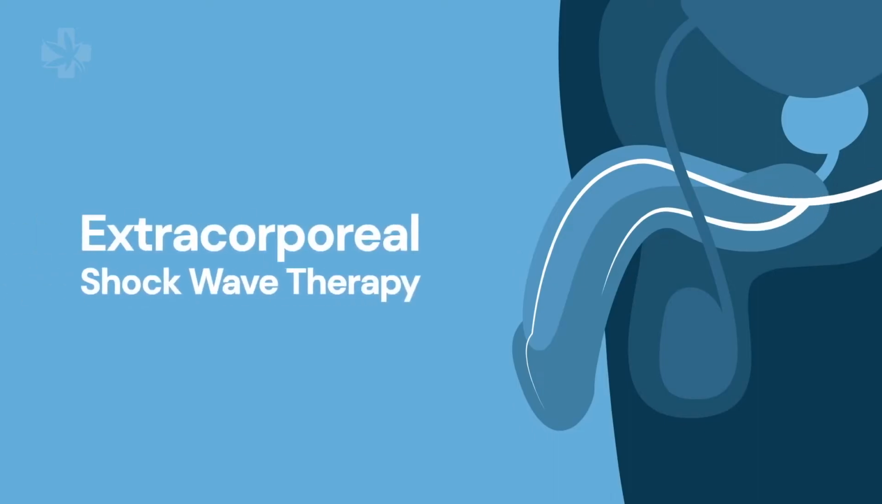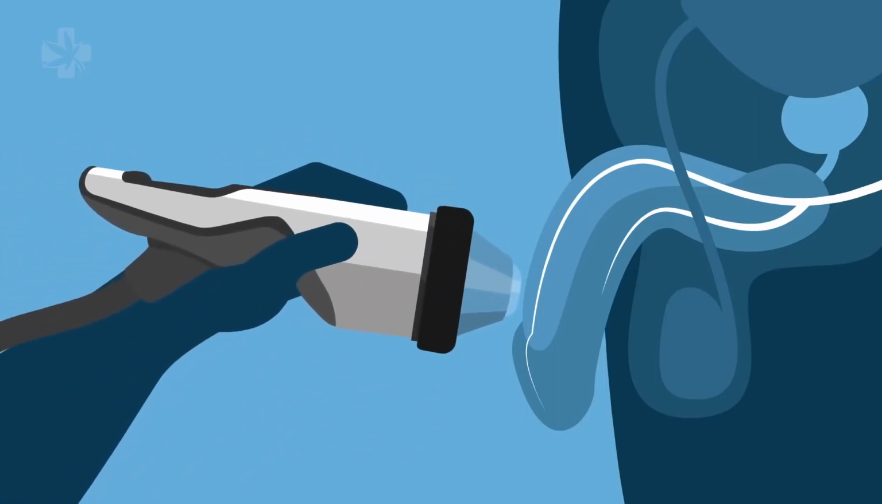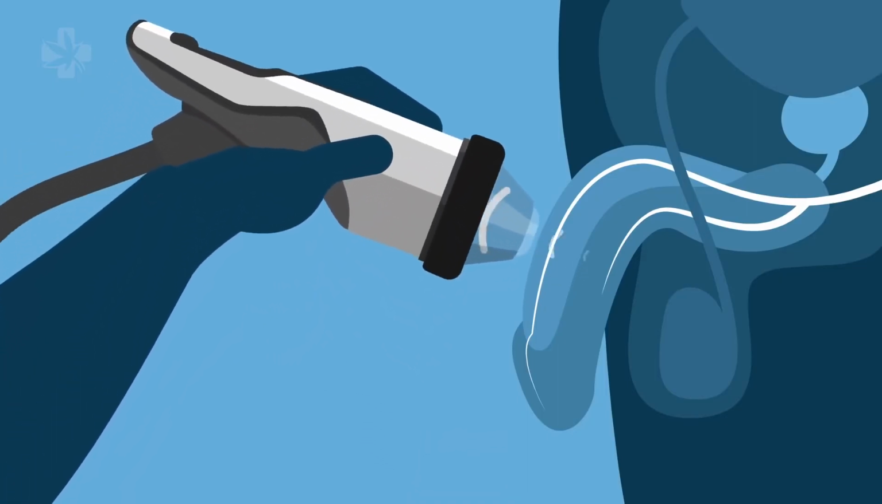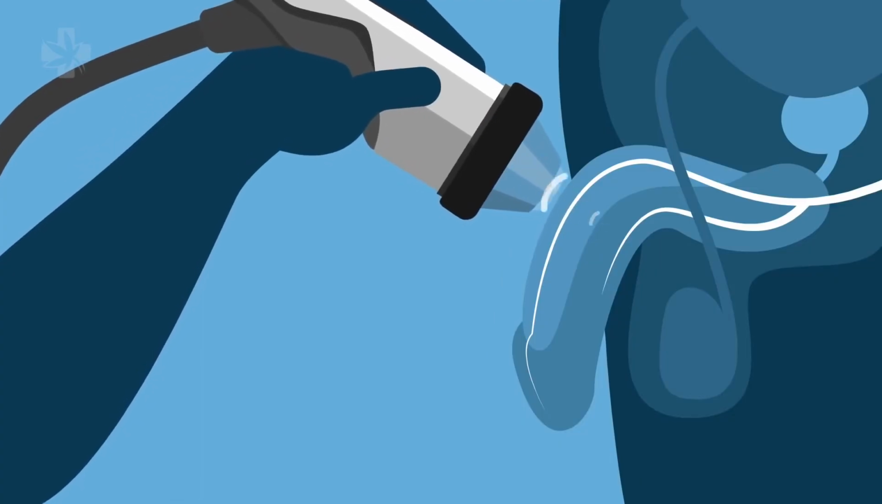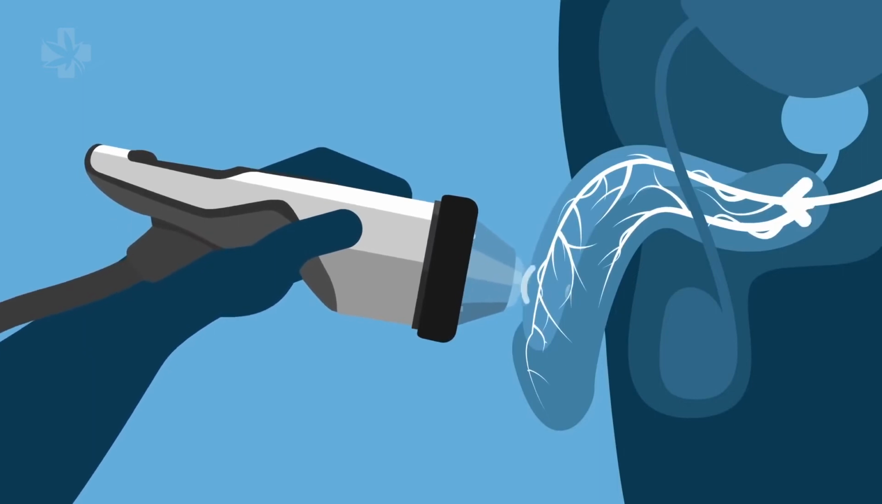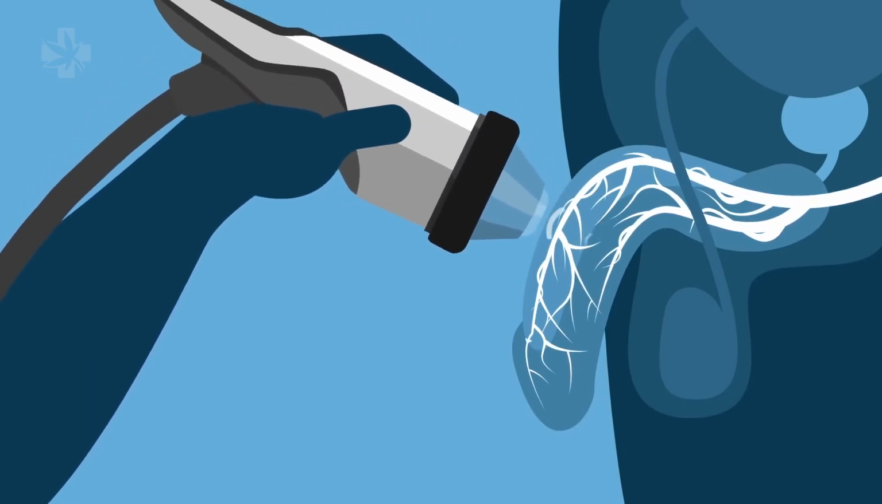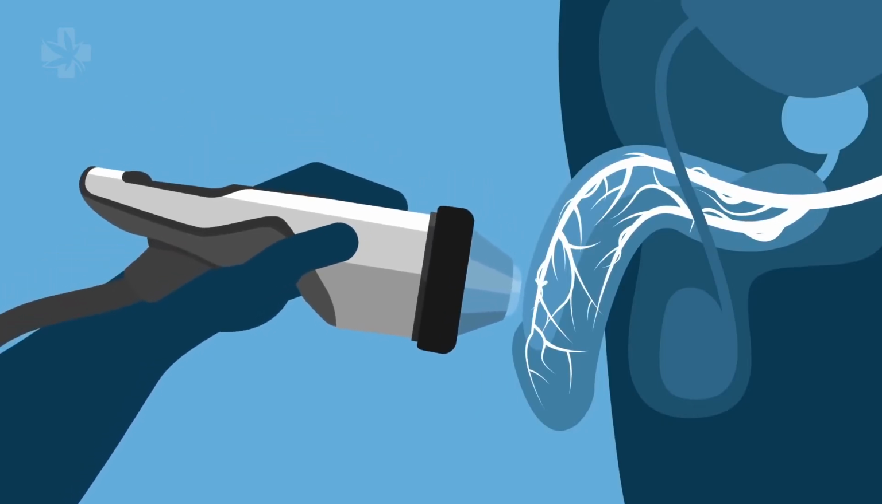Extracorporeal Shockwave Therapy, or ESWT, is a therapy in which short pulses of focused shockwaves with a very low intensity are directed at the penis. New blood vessels are formed, which might help to increase blood flow, and this may also result in an improved ability to get and maintain an erection.